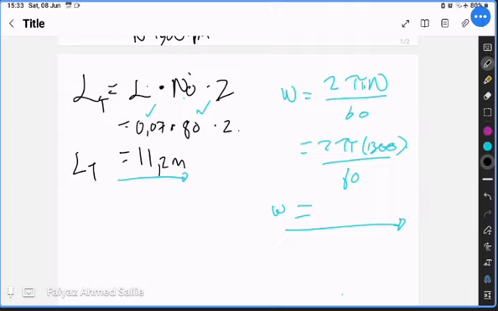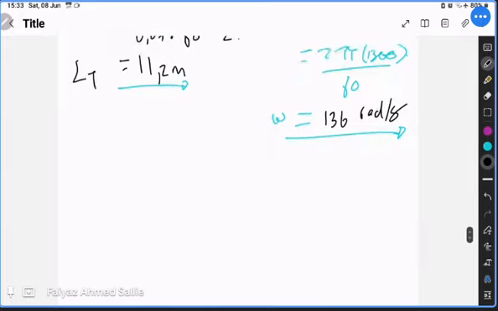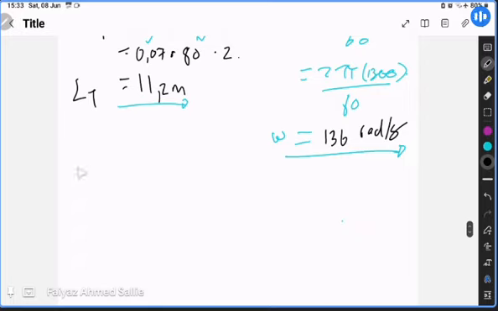So when you punch it in your calculator, I think you get 136 radians per second. So it becomes radians.